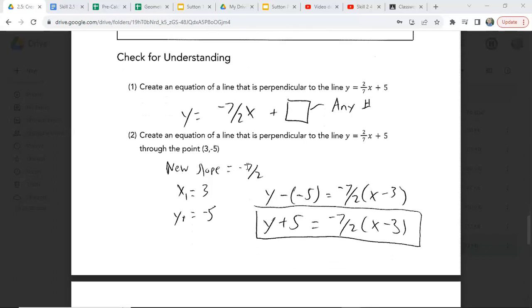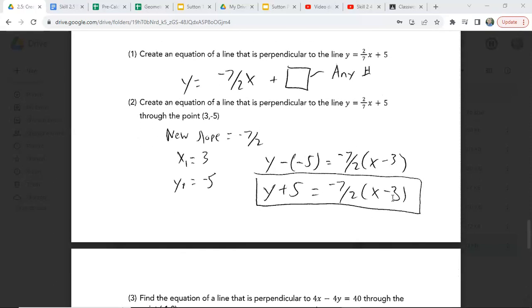So we plug the slope in for m, and we plug 3 in for x1, and -5 goes in for y1. So we have y minus -5 equals -7/2 times (x minus 3). So that would be our equation here. We can change the minus negative to plus positive. It doesn't ask for us to put it into slope-intercept form, so this is all we really need to do here. But sometimes you might get this question where it asks you to put it in slope-intercept form, in which case you would need to solve for y.